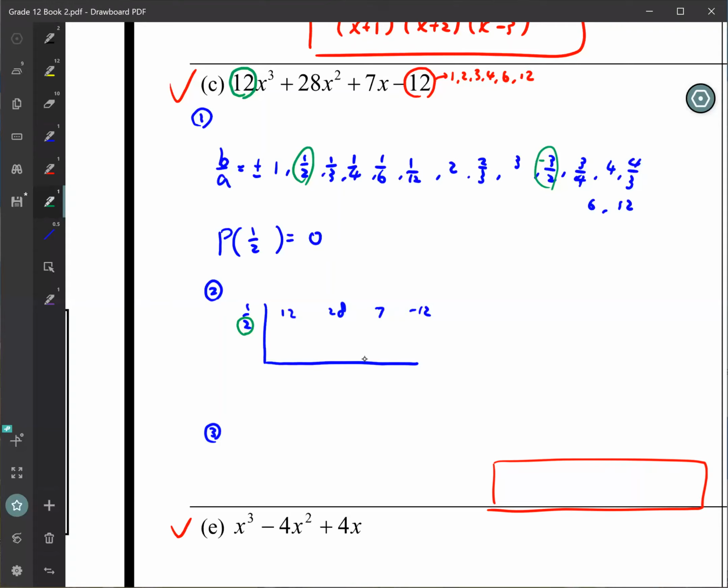Okay, I want to check the quotient. I think by now you should have found the quotient, right? Okay, Eric, what do you have for the quotient? 12x squared plus 34x plus 24. You said 34x? Yeah. And then plus what? 24. Okay, let's double check with other people as well.